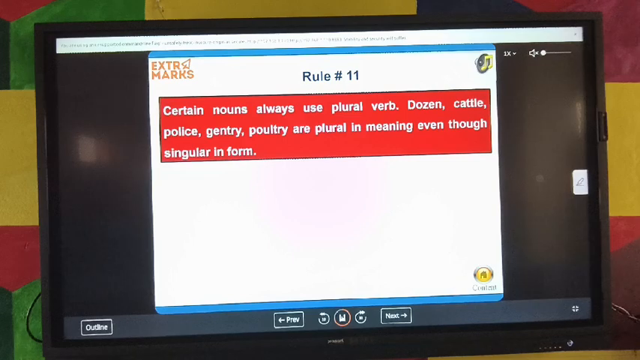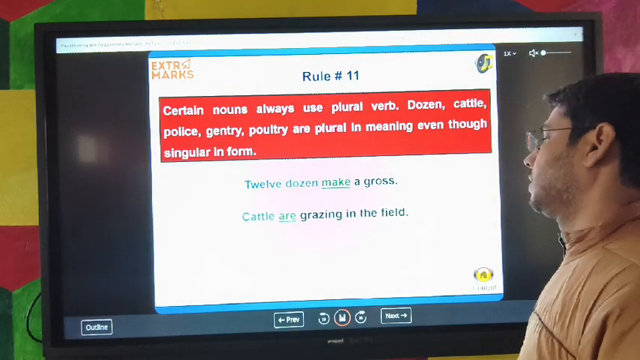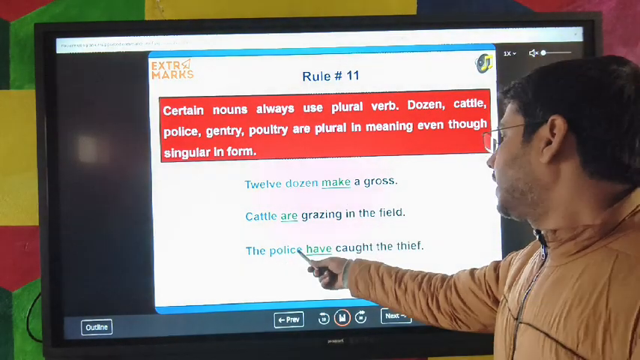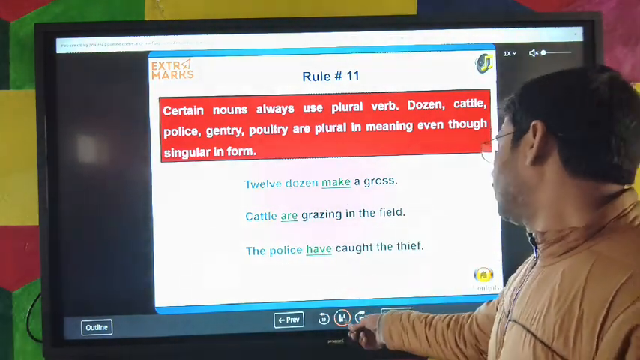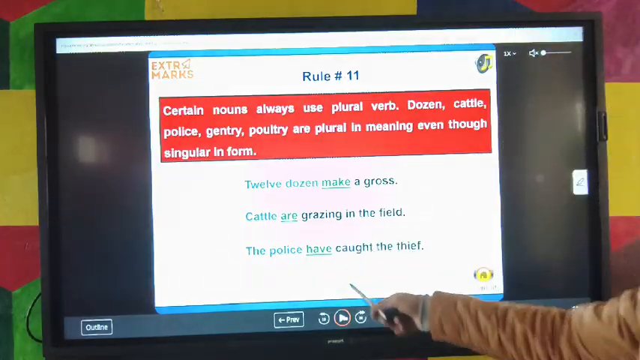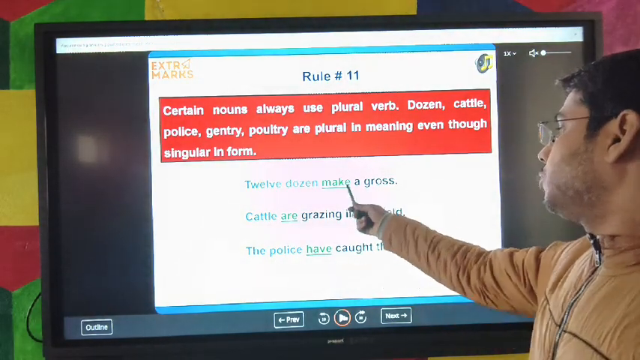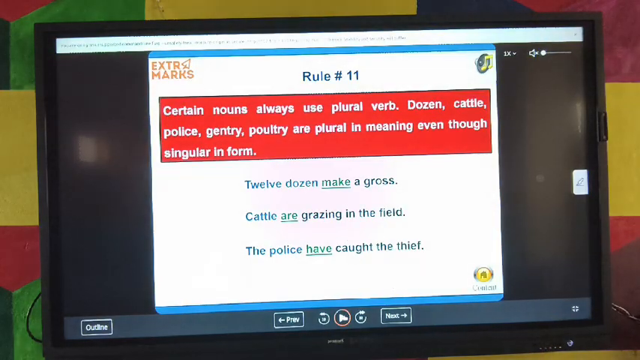Rule number 11. Certain nouns always use a plural verb, such as dozen, cattle, police, gentry, poultry, or plural in meaning even though singular in form. 12 dozen make a gross, cattle are grazing in the field. So dozen, cattle, police, these are the words or the subjects for which we have to use plural verbs.